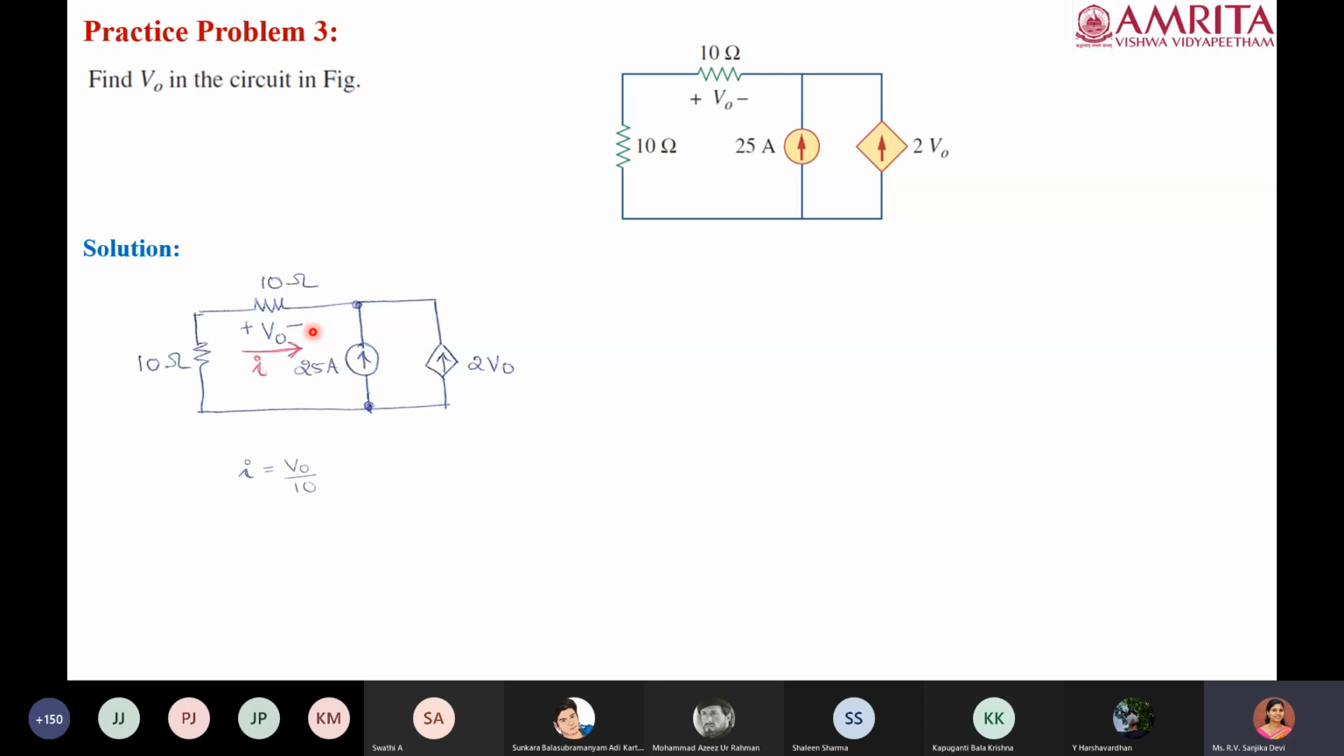So what is I? I is equal to V naught divided by 10. Simply applying Ohm's law, the voltage drop across this 10 ohm is nothing but 10 times I. So V naught is 10 times I. That is the relation between I and V naught.